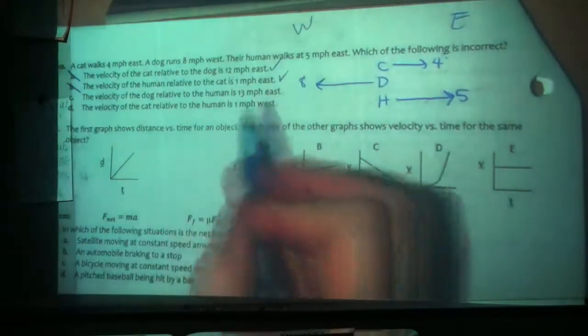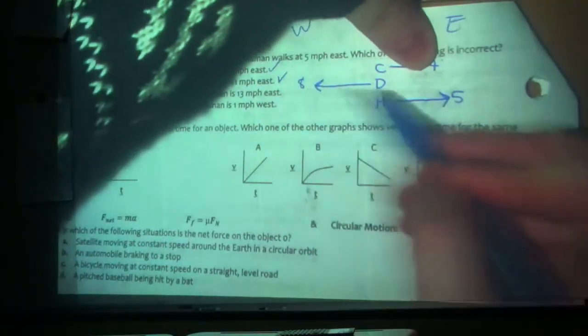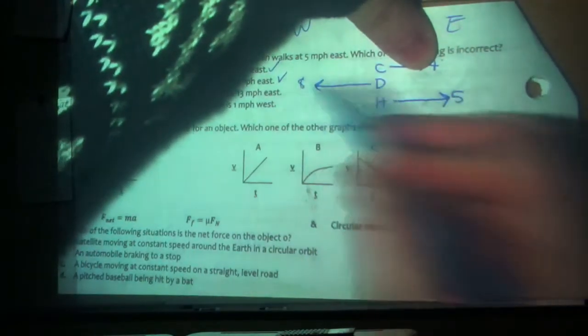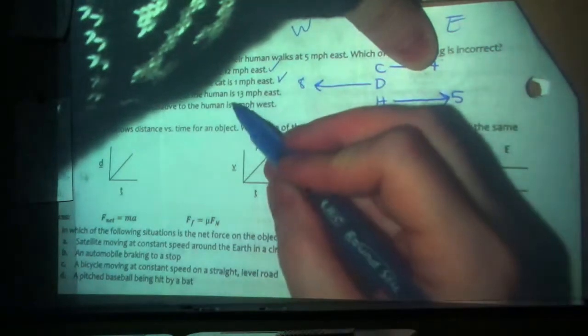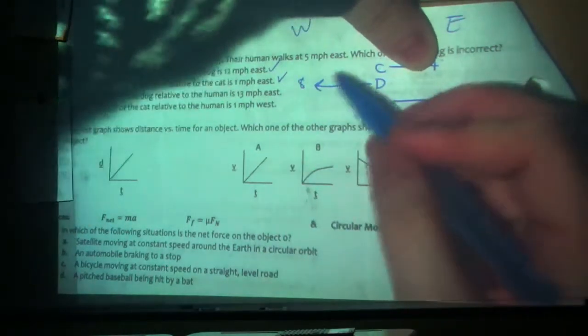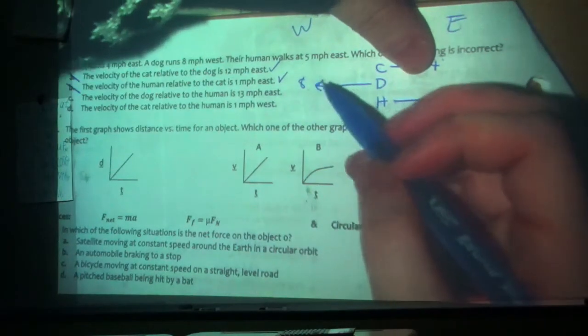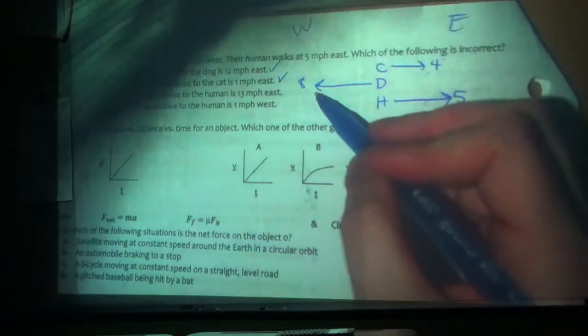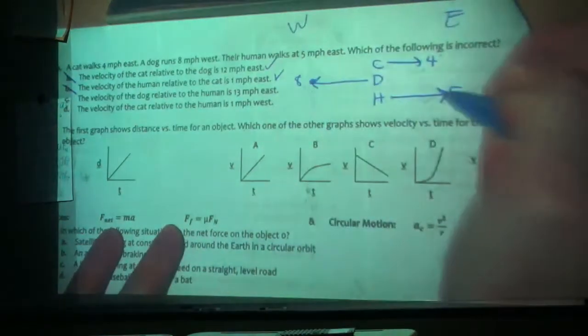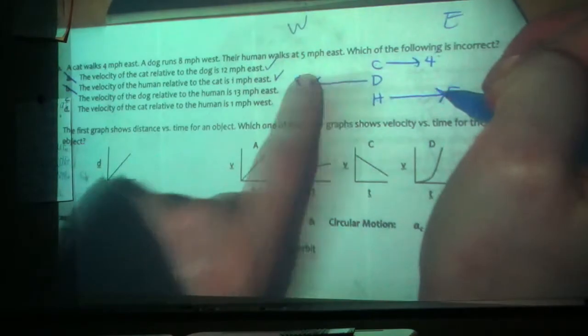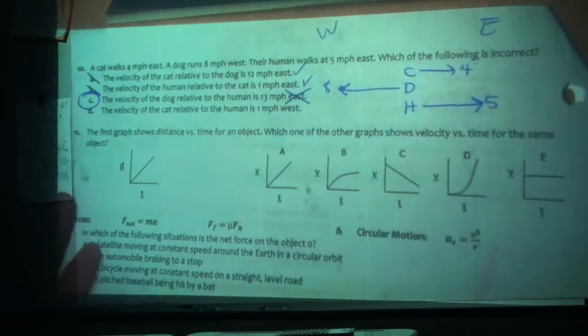The dog relative to the human, so we're looking at these 2. The dog goes 8 this way, human goes 5 this way, then they are now 13 apart, which is what it says, 13 miles per hour apart relative to each other. And it says that the dog is east of the human, but the dog is over here. Compared to the human, the dog is very far west of the human, so that was incorrect. So C was our incorrect one, because that should have said west.